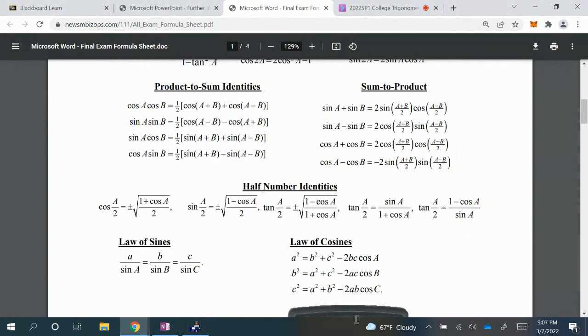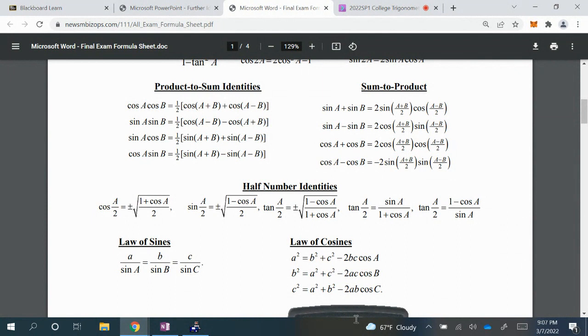You're going to use plus or minus depending upon which quadrant your half angle, the angle you're trying to find, is in. If it's negative, you want to use negative, and if it's positive, you want to use positive. So there is a plus or minus in the formula, but you use plus or minus based upon where your angle is.